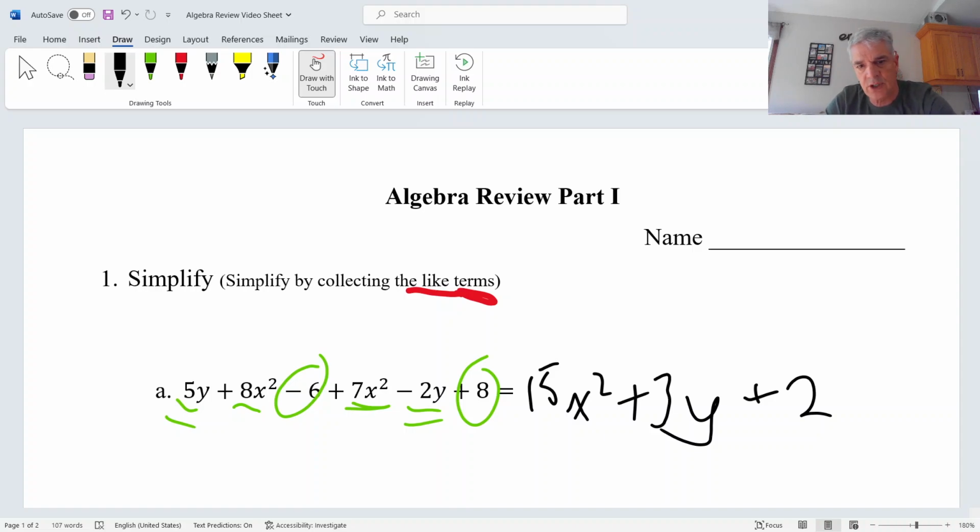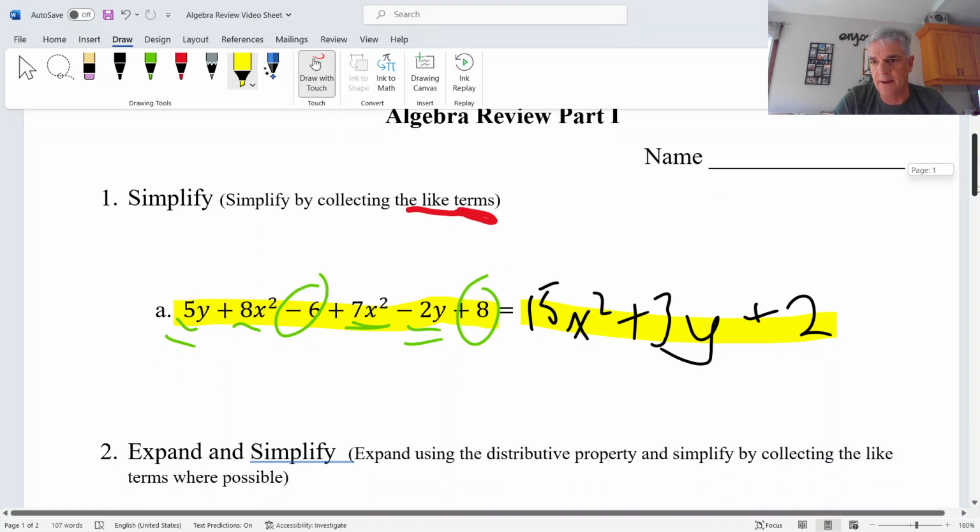We went from 6 terms in the original question to a total of 3 terms over here in this part of the question, okay? So clearly, that's a more simple question. That's why they use the word simplify, okay?